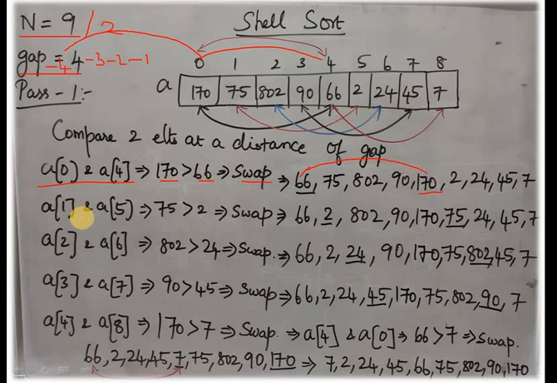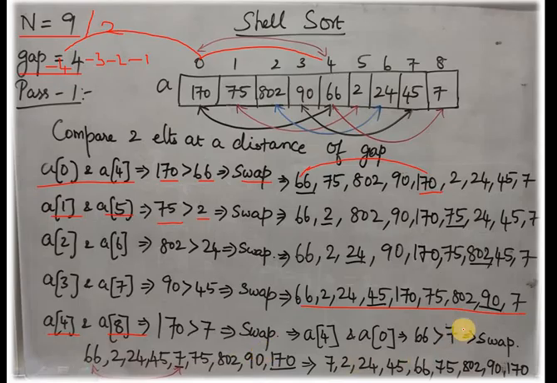Okay, then the next step, so A of 1 and A of 5 are compared. In A of 1 the position is 75 and 2, both are compared, it is greater, so swap. Likewise it goes on. So A of 4 and A of 8 will be compared. What element is in A of 4? It is 66. Sorry, you have to consider the previous list.